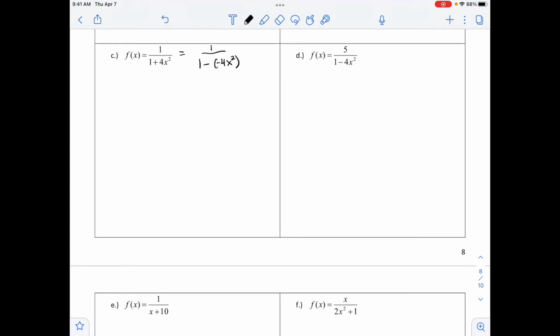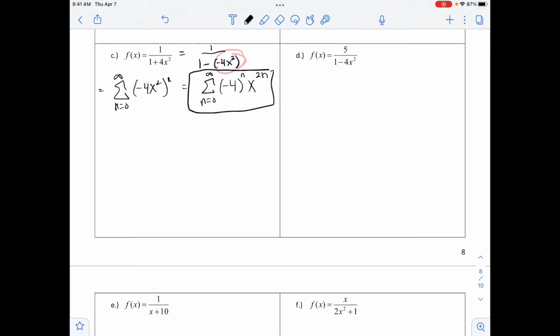And so for this, we would have the sum from n equals 0 to infinity of, and this time we have a negative 4x squared. So negative 4x squared to the nth power, which would be equal to the sum from n equals 0 to infinity of negative 4 to the nth power, and then x to the 2n power. And this would be our power series representation for this function.